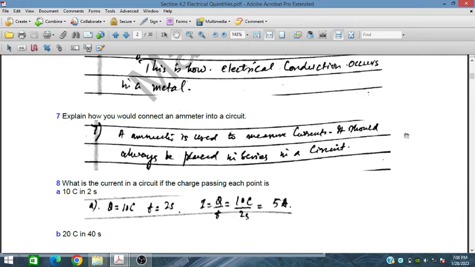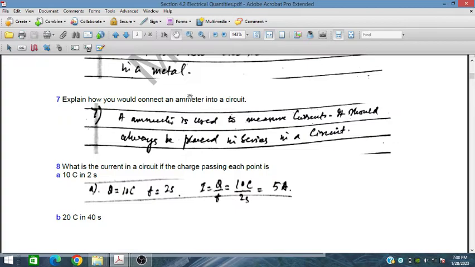Voltmeters are always connected in parallel, and ammeters are always connected in series because an ammeter has a very low resistance. So if we connect an ammeter in parallel, it will immediately be damaged. So never connect an ammeter in parallel. It is always connected in series. So this is very important.